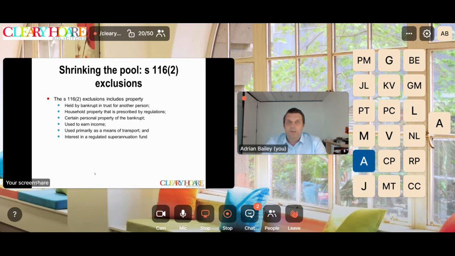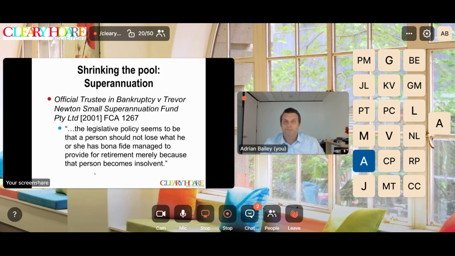Other things in terms of shrinking the pool, there are exclusions contained within the Act in section 116. Some of those exclusions include property that is held by the bankrupt in trust for another person, some household property prescribed by regulations, certain other personal property of the bankrupt, property that is used to earn income, such as tools. So if we're a tradie and we've got our tools, trustee in bankruptcy, we can exclude those. Used primarily as a means of transport, so things like cars, if we need them for transport, or interest in a regulated superannuation fund. And we will examine a couple of these to see exactly how those exclusions work if we're looking to shrink the pool of what would be available to our trustee.